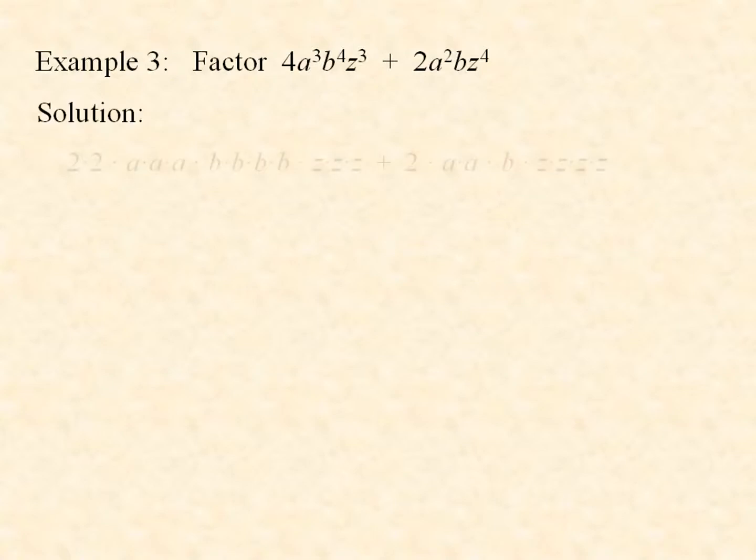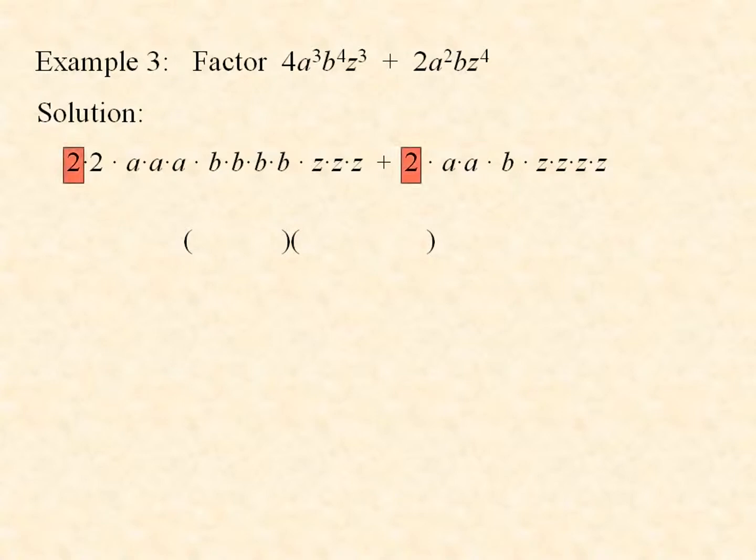Example 3. Factor this rather long expression. It only has 2 terms. Again, we will rewrite each of the terms in expanded form so we can identify the greatest common factor. We place 2 sets of parentheses, and then in the first set, we need to put the greatest common factor. Let's see, as far as the numerical part is concerned, each term has a 2, so 2 is part of the greatest common factor.